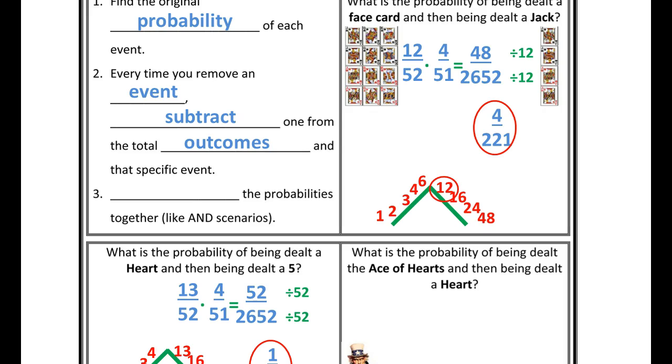On your own, try the last scenario. We'll check it in class.